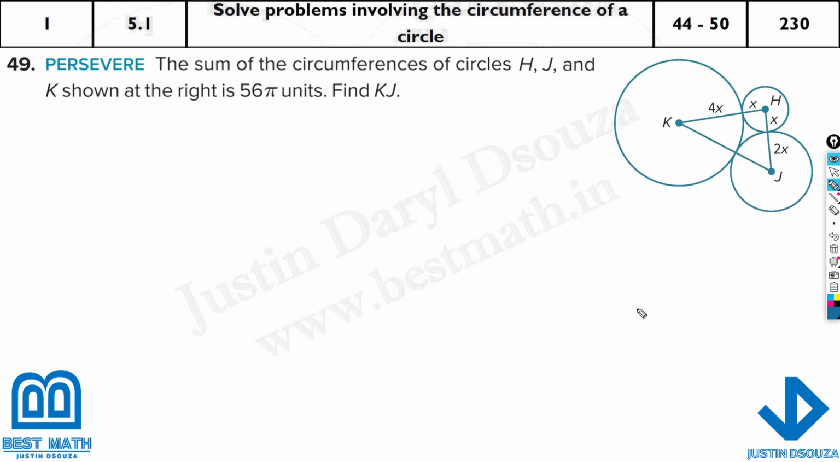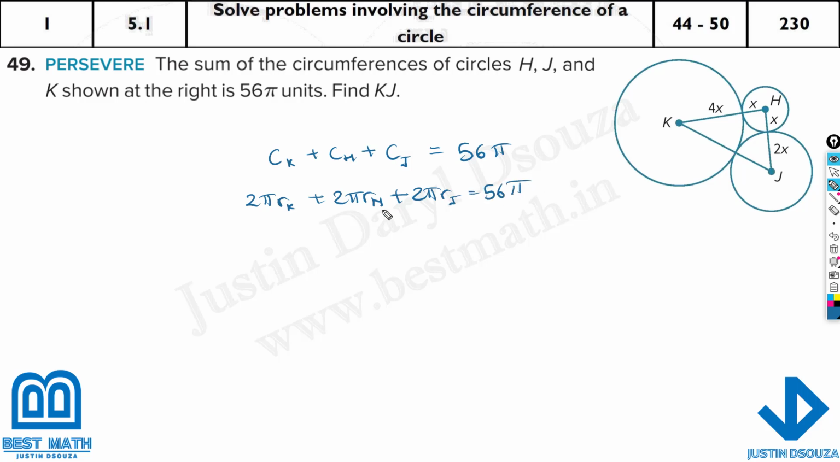Okay, we have an interesting problem here. The sum of the circumferences of circles H, J, and K is 56 pi units. Find K and J. Now, they have clearly told us the sum. That means if you find the circumference of circle K plus the circumference of circle H and the circumference of circle J, it will be equal to 56 pi. What is the circumference over here? It is 2 pi r, radius of K, plus 2 pi radius of H, plus 2 pi radius of J.